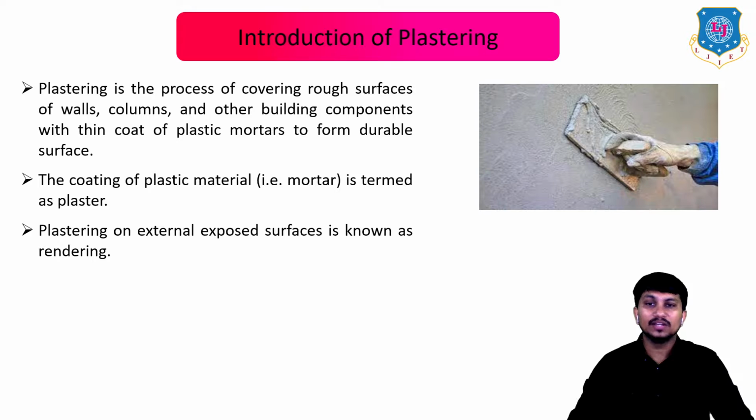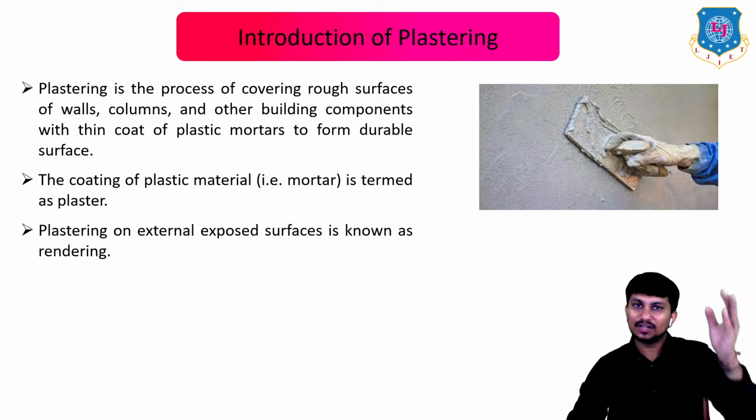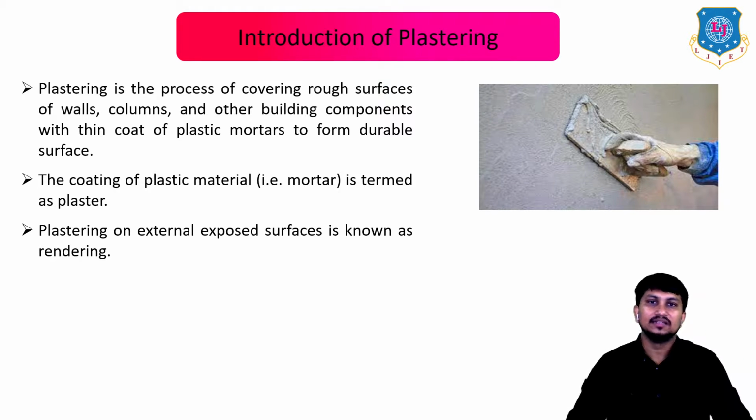The coating of plastic material is termed as plaster. Generally in plastering, mortar is used as a coating material. Plastering on an external exposed surface is known as rendering. So if you do plastering on an external exposed surface, it is called rendering.